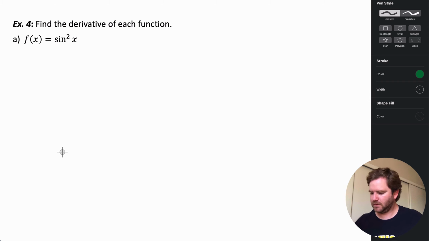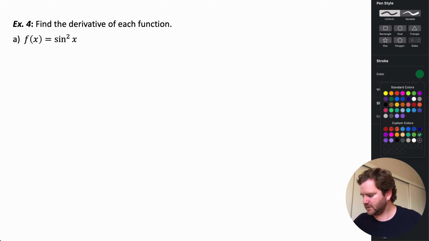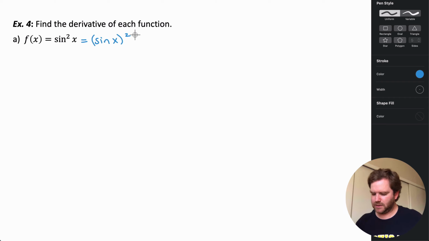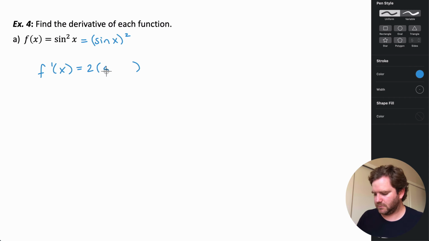All right. What about something like this, sine squared? Well, sine squared really just means the sine of x, that quantity, squared. So if I want to take the derivative of this, it's going to be the outside function, which is some quantity squared, leaving the inside alone, times the derivative of the inside. So f prime is going to be 2, leaving the inside alone, sine of x, to the first power, because we subtract 1, times the derivative of the inside, so the derivative of sine is cosine of x. So it's going to end up being 2 sine x cosine x.